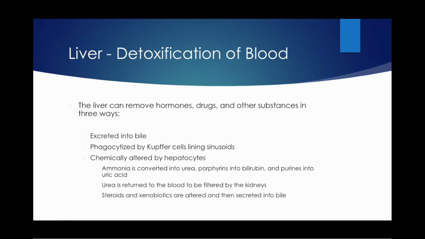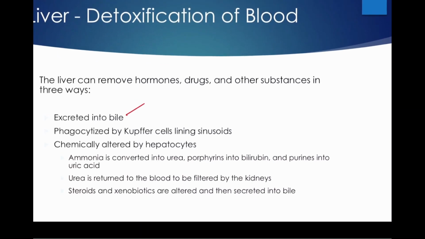Detoxification of blood. We can remove hormones, drugs, and other substances in 3 ways. 1, just get rid of it in the bile. As we're making our bile, we can dump stuff in there, different antibiotics go in there, and so forth. 2, it can be phagocytized by our Kupffer cells. The Kupffer cell is the immune cell in the liver. Okay, what's the immune cell we learned about in the brain? Microglia. In the liver, Kupffer cells.